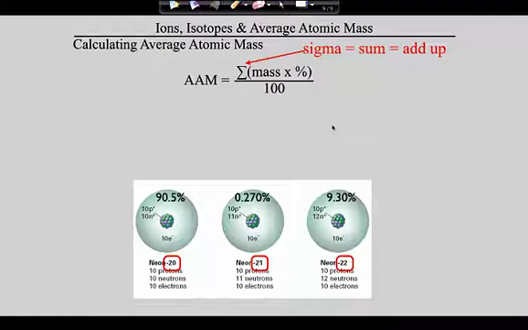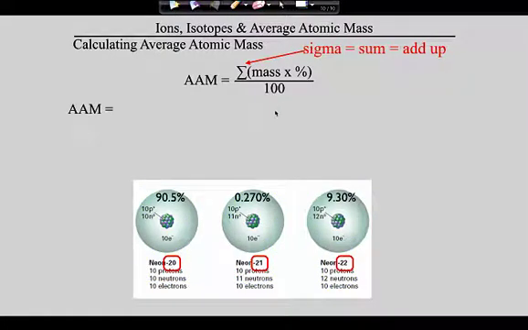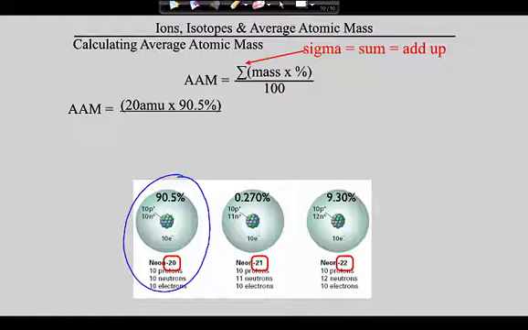So guys, look at what we need. We need to know the masses. Well, they're right here. And we need to know the abundances. They're right here. And guys, that is all the data that we need to do the math. So what does it look like? It looks like this. Do it with me. Average atomic mass is equal to, and we are going to take the first mass times abundance. So what is the mass? 20 AMUs. What is the abundance? 90.5%. And we're going to multiply those. Don't forget units.